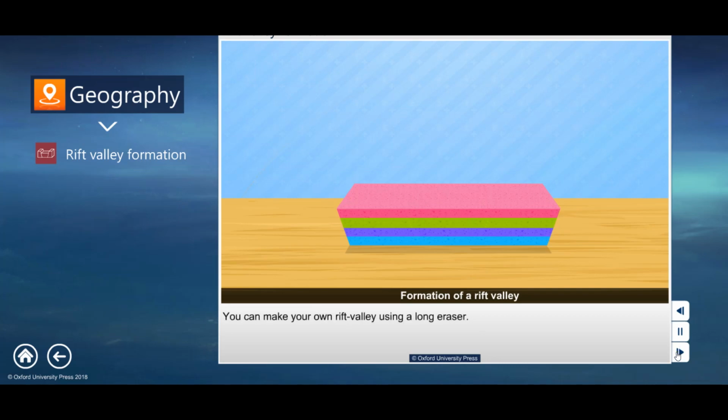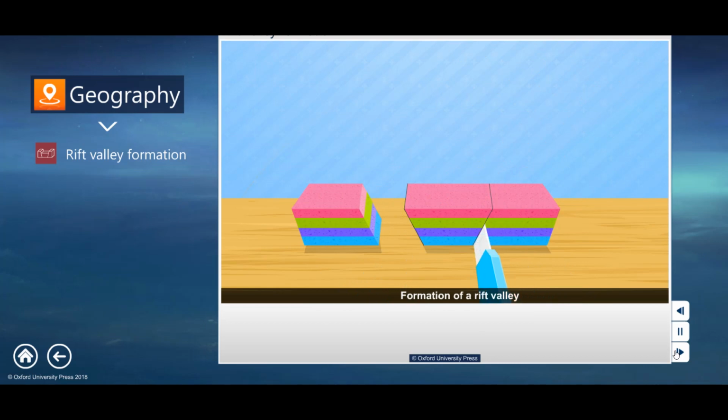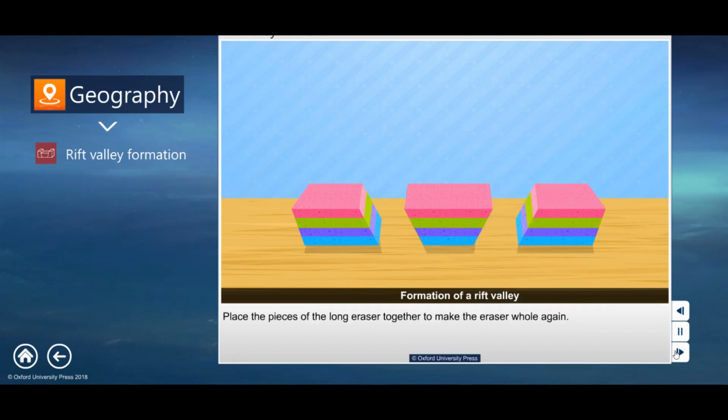You can make your own rift valley using a long eraser. Take a long eraser and use a pencil to draw fault lines on it. Use a cutter or blade to cut the eraser across the lines drawn earlier. Place the pieces of the long eraser together to make the eraser whole again.